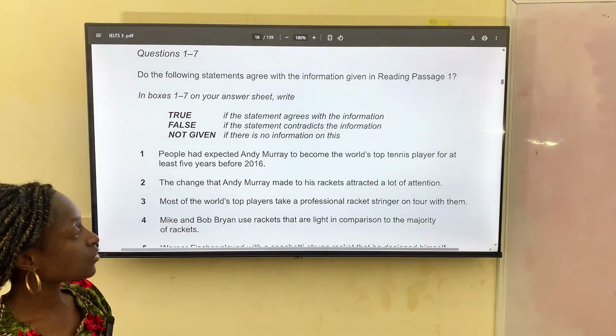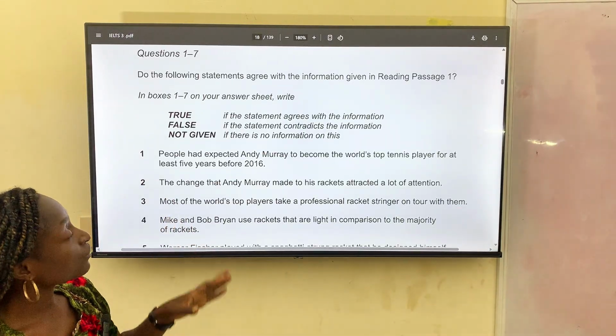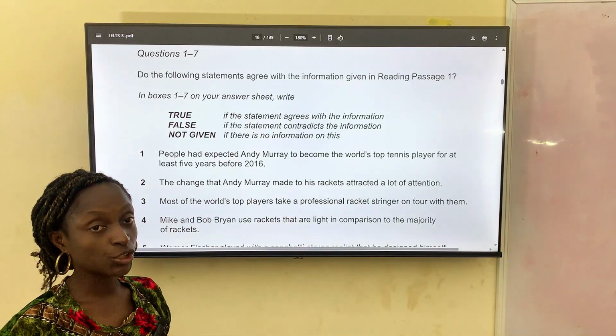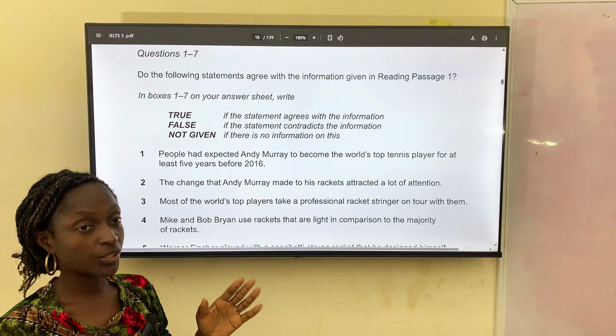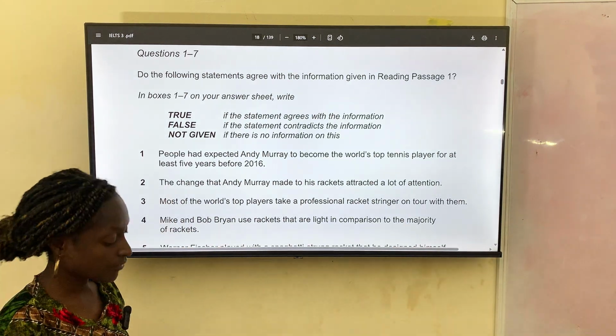So we are going to look at some examples and see how we could answer the question. Now the instruction is there. Like I mentioned earlier, pay attention to the instruction. The instruction is your friend, so always read the instruction, please. So now let's read the instruction.